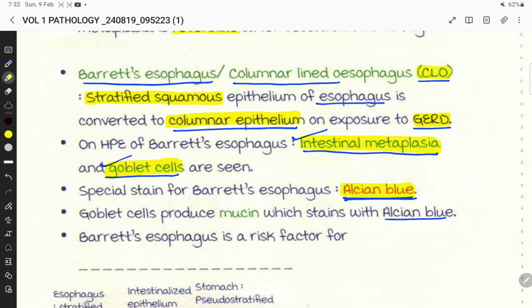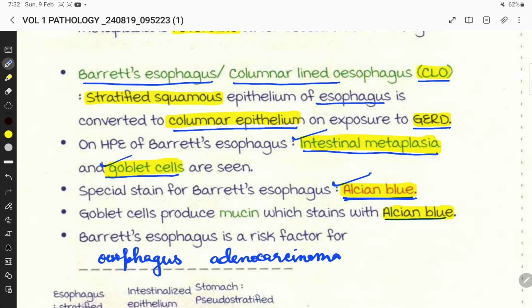On histopathology of Barrett's esophagus, intestinal metaplasia and goblet cells are seen. The special stain is Alcian blue. The goblet cells produce mucin, which stains with Alcian blue. Barrett's esophagus is a risk factor for esophageal adenocarcinoma.